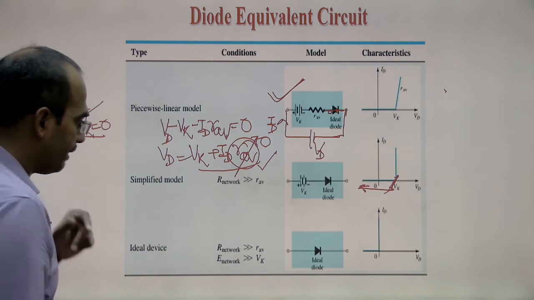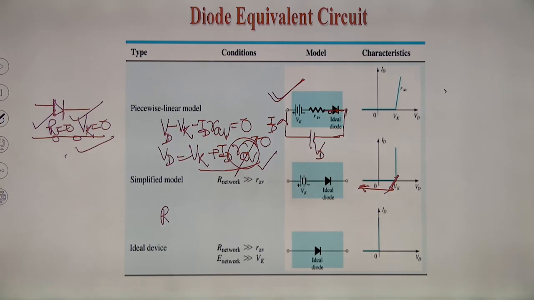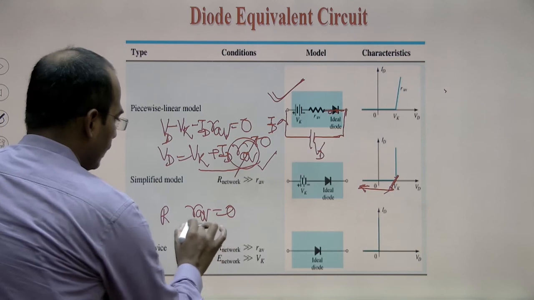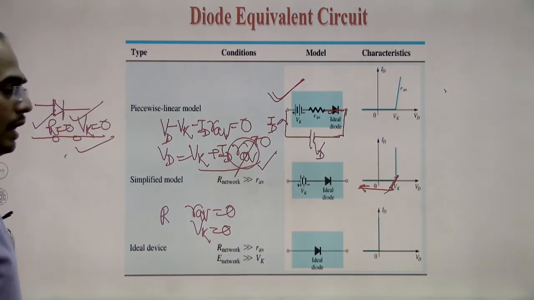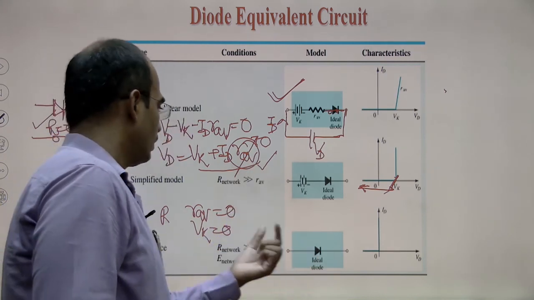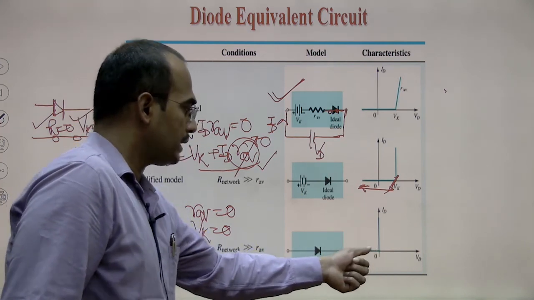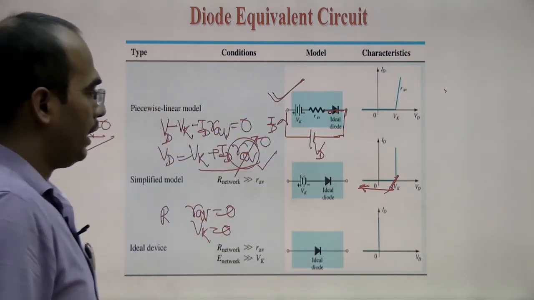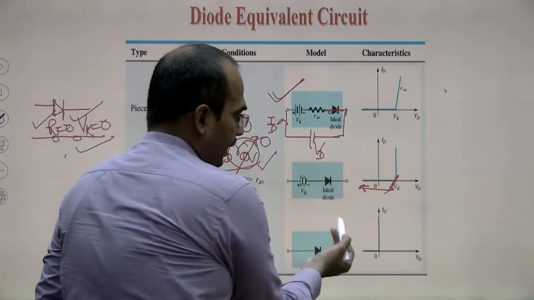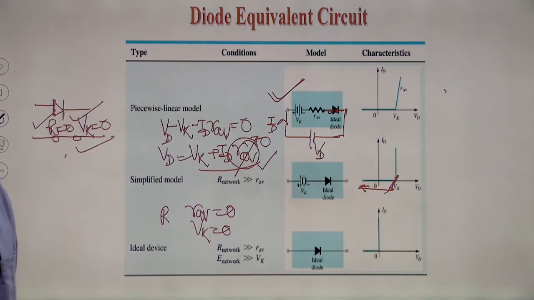Similarly, in case of the ideal device, I have considered R equal to 0 and Vk equal to 0, that is RAV equal to 0 and Vk equal to 0. In that case the diode will conduct at 0 voltage, meaning the cut-in potential is 0, and the maximum current will flow through the diode. Here it has been shown that the current flowing before 0 is 0 ampere, and at 0 volt the current flowing through the diode is maximum.